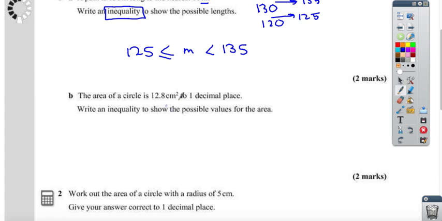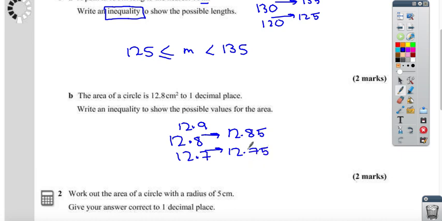Question 2. This time it's rounded to one decimal place. So if it was 12.8, above it would have been 12.9, and below it would be 12.7. So the upper bound is between these two, it's 12.85, and the lower bound is 12.75. Again, use the inequalities. Lower number first, 12.75. This is centimetres squared. Extra arrow on the first one, because you can be that. And the second one was 12.85.